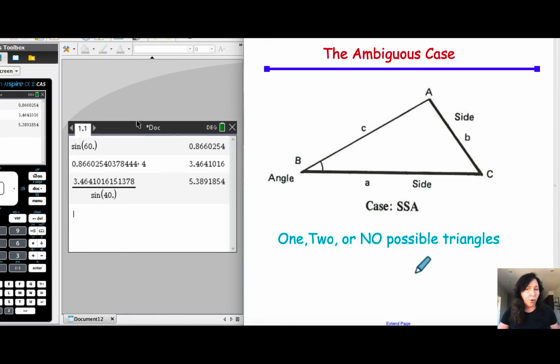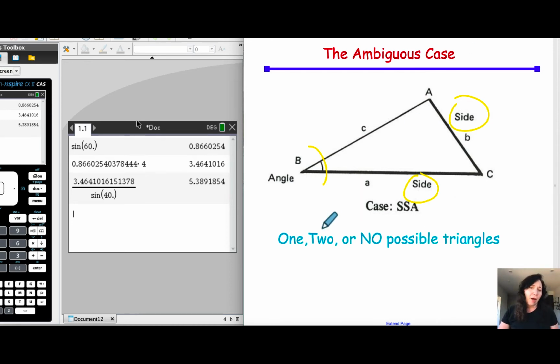So for side side angle, meaning they give us a side, they give us another side and an angle, all right? Notice that the angle is not in between the two sides, because if the angle was in between the two sides, I would use law of the cosines, all right?